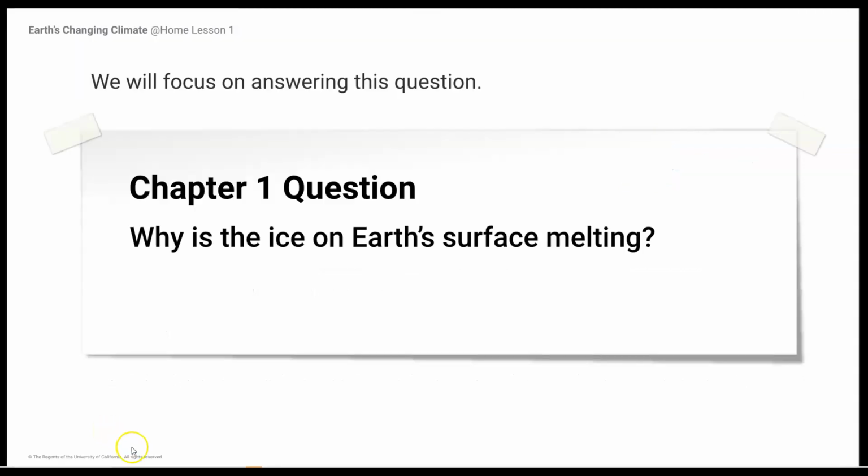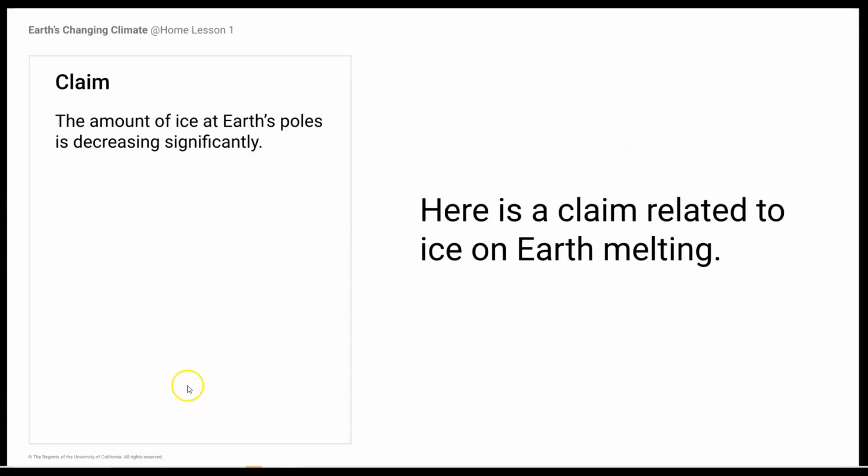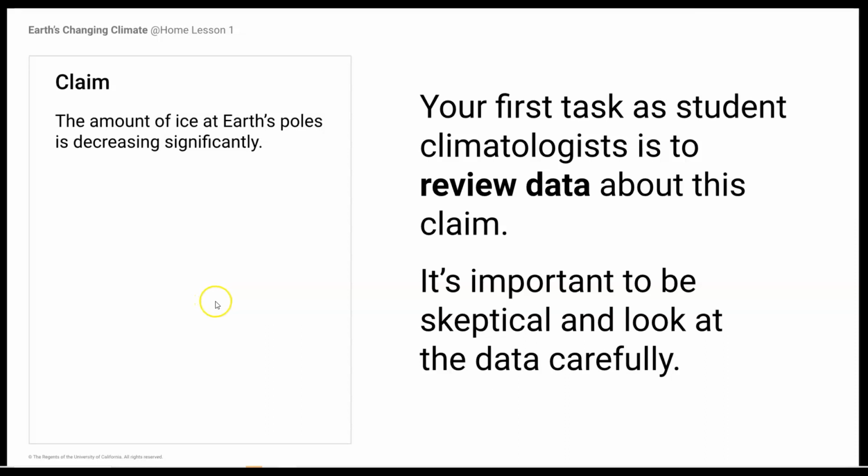So we're going to focus on why the ice on Earth's surface is melting in Chapter 1. And here's a claim related to ice melting on Earth. The claim is that the amount of ice at the Earth's poles is decreasing significantly. Your first task as a student climatologist is to review the data that we have about this claim.